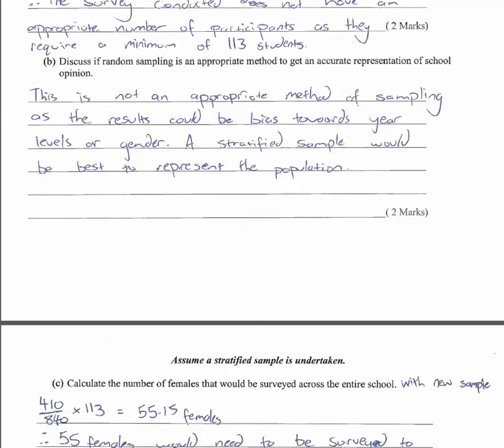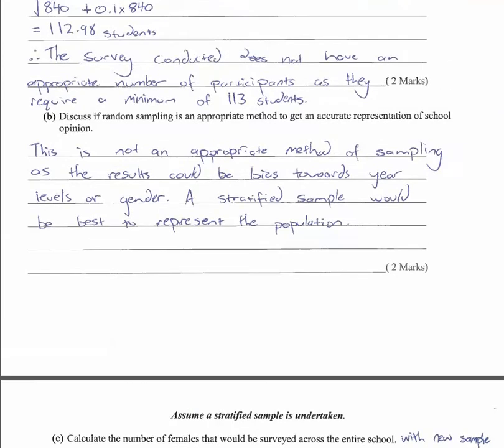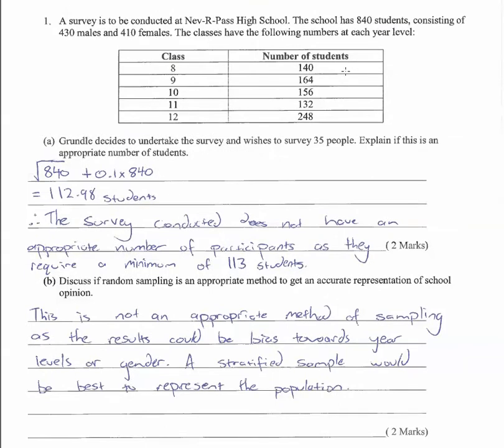The next question has a look at random sampling. So they say if they conduct a random sample, is this method appropriate to get an accurate representation of the school? Well, no, not really. You know, a random sample can work, but at the same time, what's more than likely going to happen is that you're going to get more students from a particular year level than you would get from a spread of the years. As you can see here, in year 12, we've got 248 students, compared to year 8 where we've only got 140.